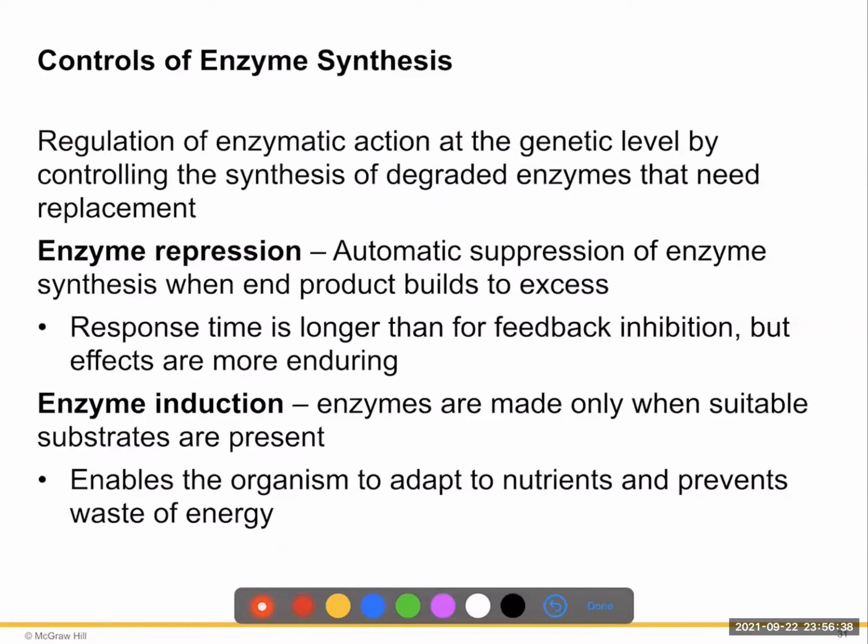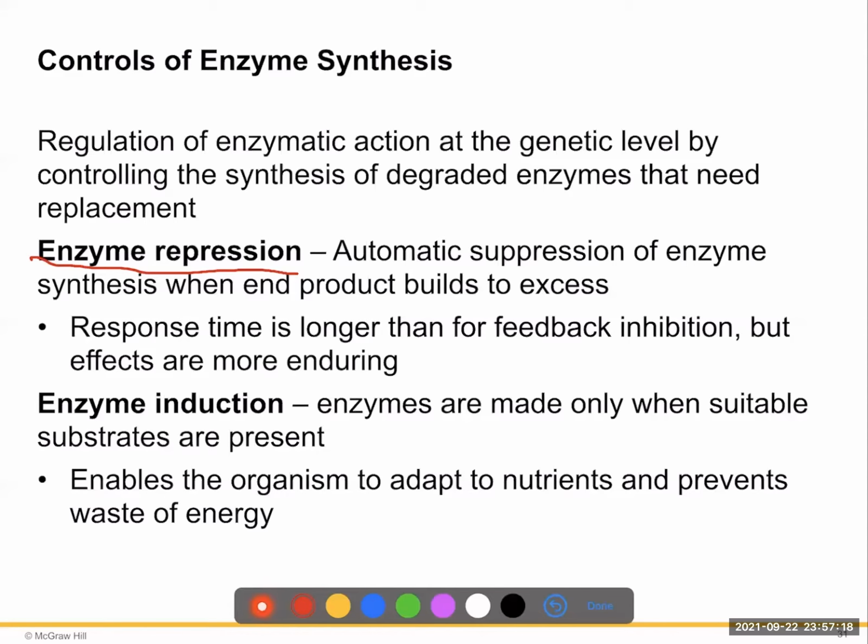So the regulation of enzymatic action at the genetic level controls the synthesis of degraded enzymes that need replacement. So these enzymes are proteins. They're formed by the DNA, by the genes being turned on or off to synthesize these proteins. So enzyme repression, okay? This is suppression of the enzyme synthesis when end product builds up. So this enzyme keeps working and this product keeps building up, then that amount stops the enzyme from being created because you don't need it anymore once you've got enough of your product formed. So the product goes back and inhibits the enzyme from being built by blocking the gene in the DNA.